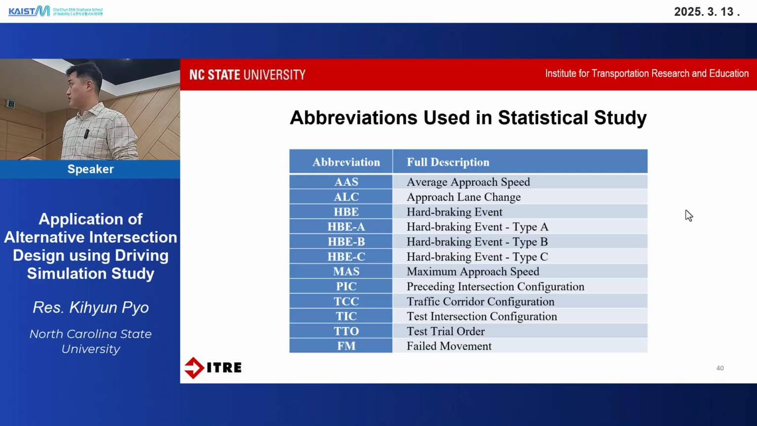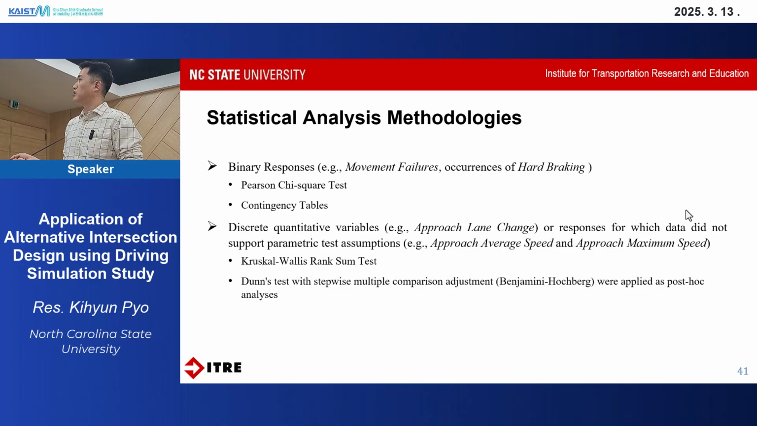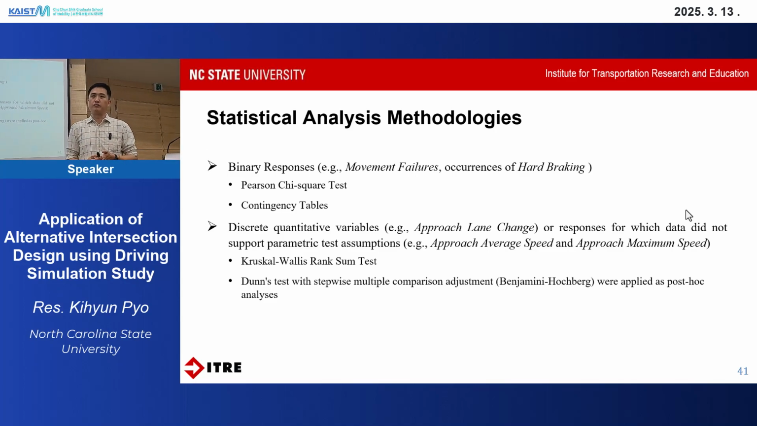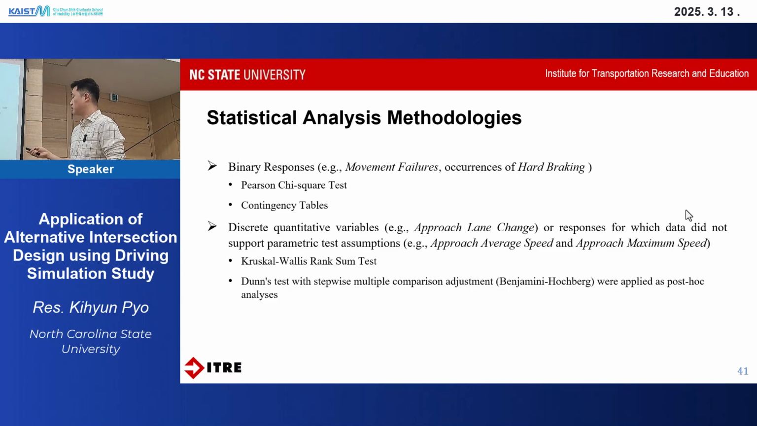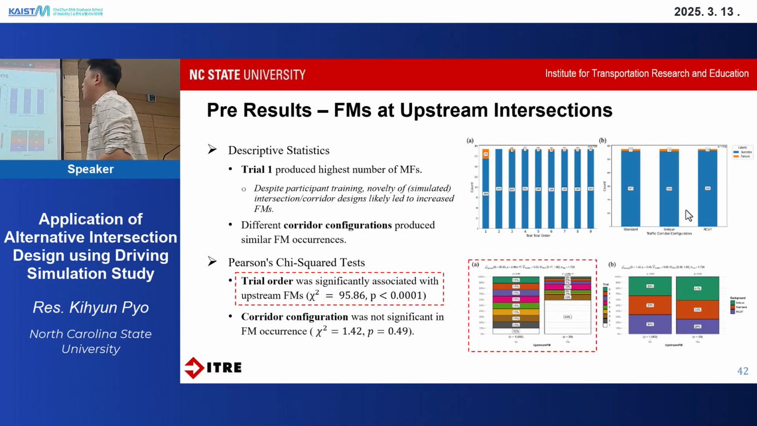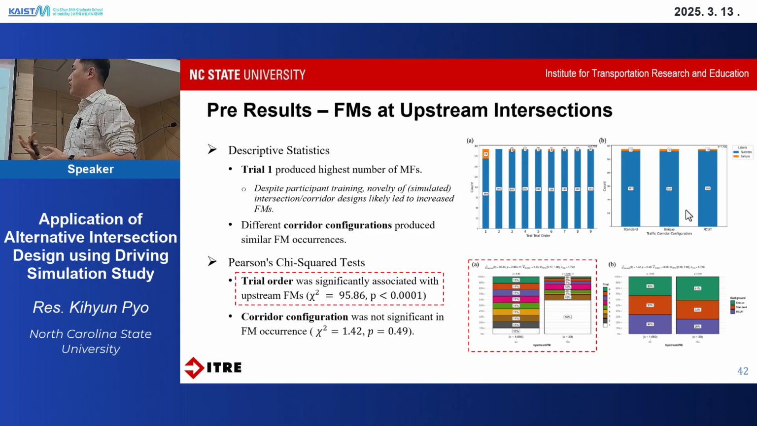All right. This one is an abbreviation list. For the statistical study, it's not important now. Actually, depending on the performance measures and the intersection types, we choose the suitable and proper statistical model. Before the 3 main results, I will show you the pre-result.